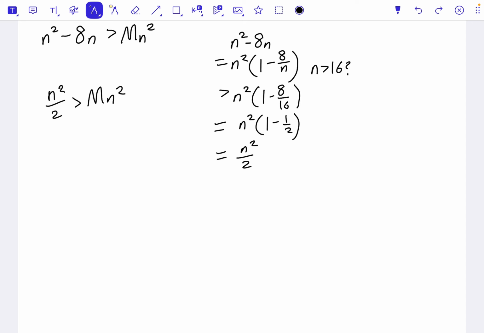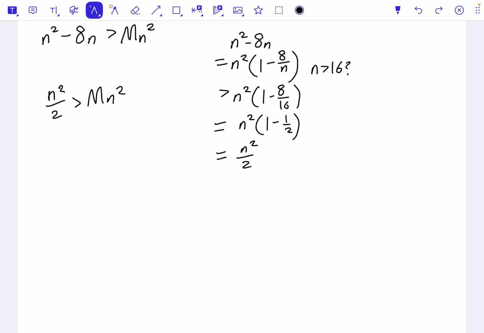The fact that n squared minus 8n is greater than n squared over 2 doesn't imply that n squared over 2 is greater than mn squared. But it's okay to say this in our rough work because it follows the same principle as we used at the beginning of it. We have an inequality that we want to be true, so we're going to start with that inequality and reverse engineer it.